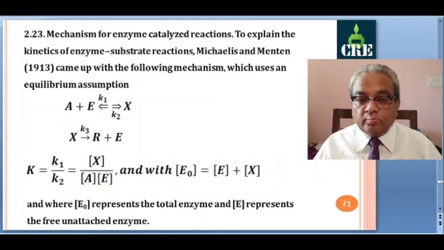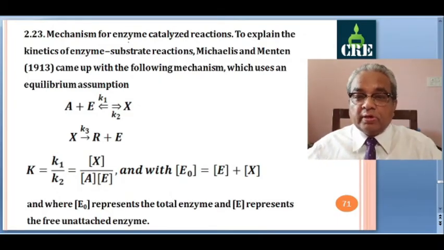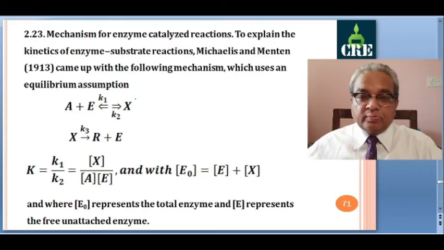Next problem, problem number 2.23. Mechanism for enzyme catalyzed reactions. So we have seen this kind of mechanisms and problems on this in chapter number 3. Michaelis and Menten in 1913 proposed this scheme. A plus E gives X. So this X is an intermediate. We have not written star here, using the same notations given in the book. So this intermediate X further disintegrates and gives R plus E.